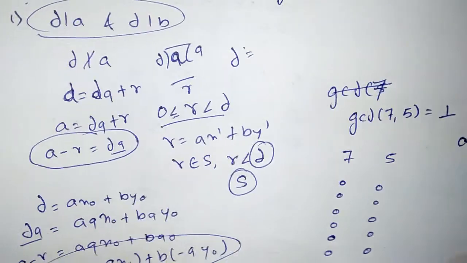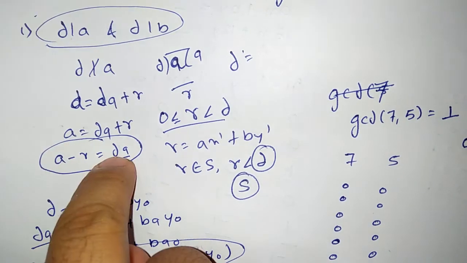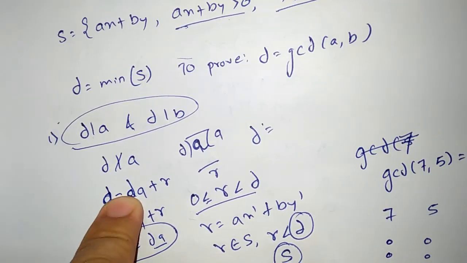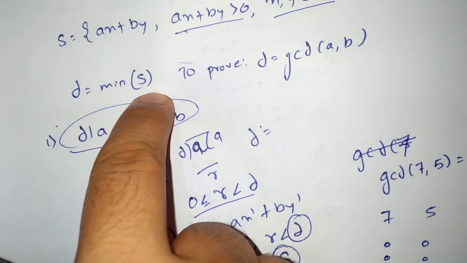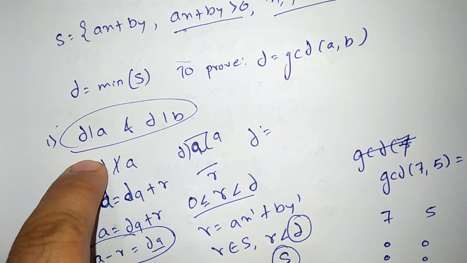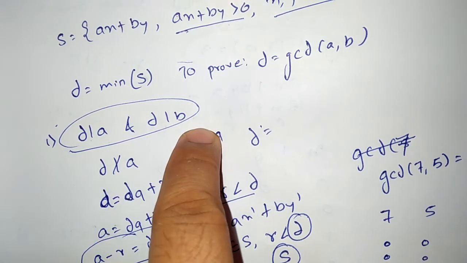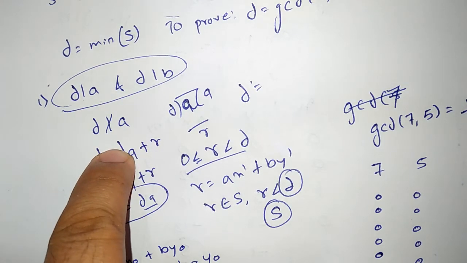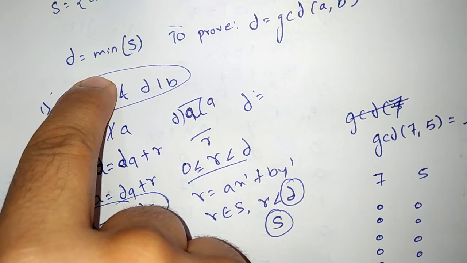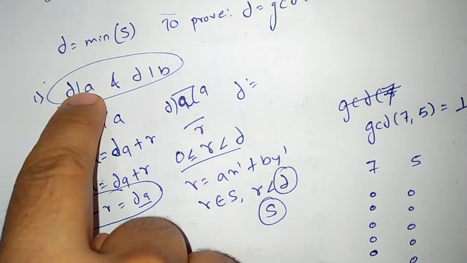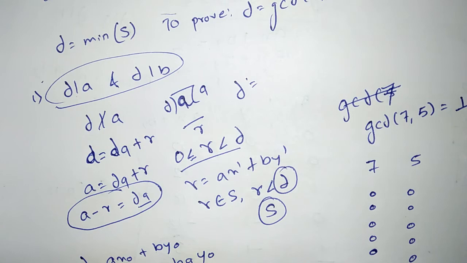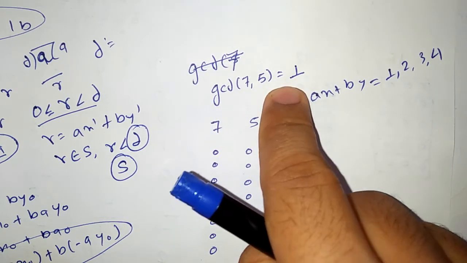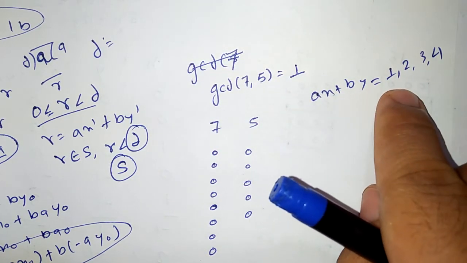I am trying to make a parallel between this and this. What we have done here is that we suppose a minimum from set S. Then we theorize that D divides A and D divides B, because if it doesn't divide, then D isn't going to be a minimum from set S. That's why D divides A and D divides B. If we take two numbers 7 and 5, the GCD is going to be 1 and the set is going to look like this.